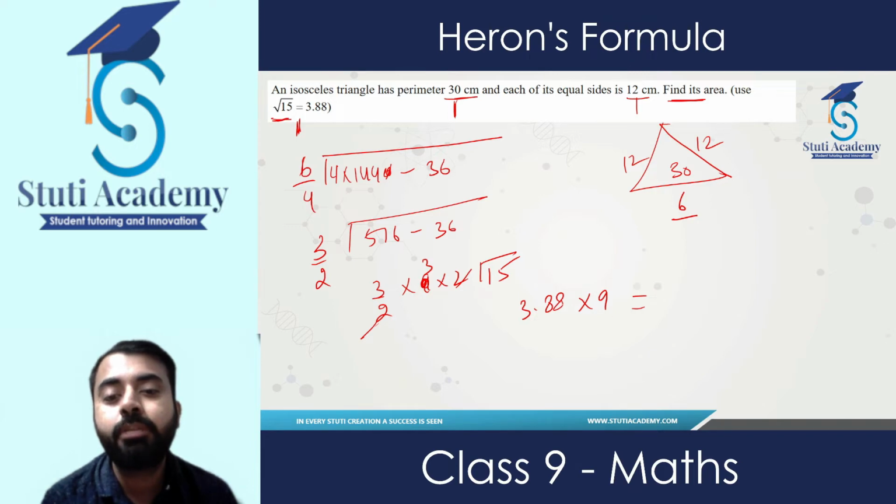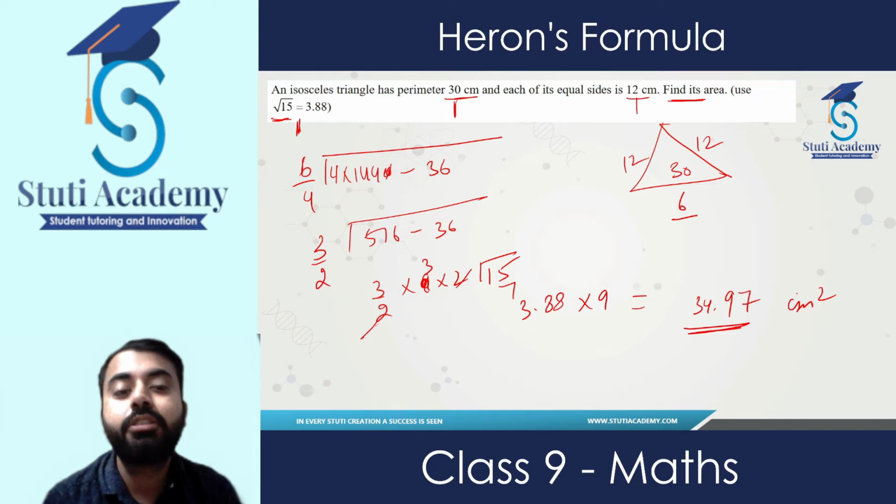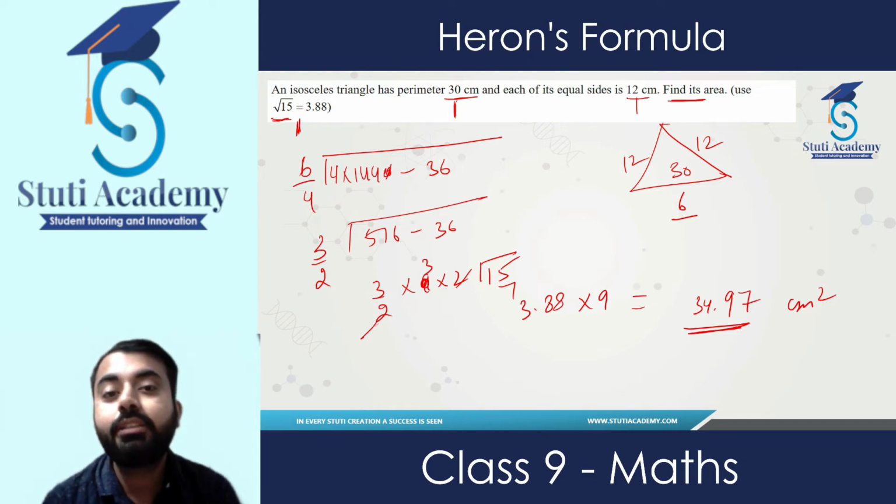Now I'm just going to multiply it. 9 8s are 72. 72 plus 7, you get what? 79. 7 carry. 27 plus 7, it is what? 34.97 centimeter square. That is the area of your isosceles triangle.